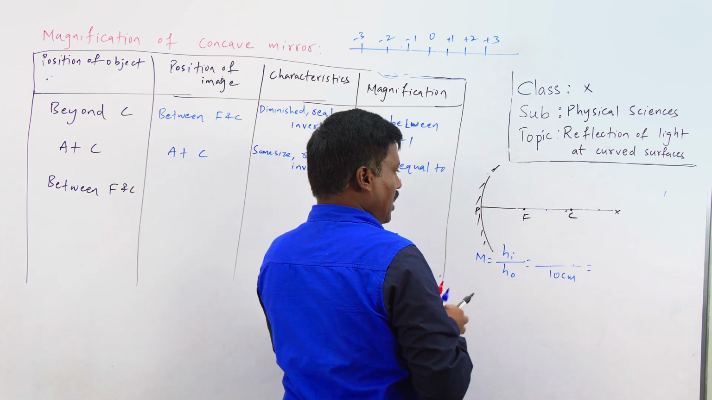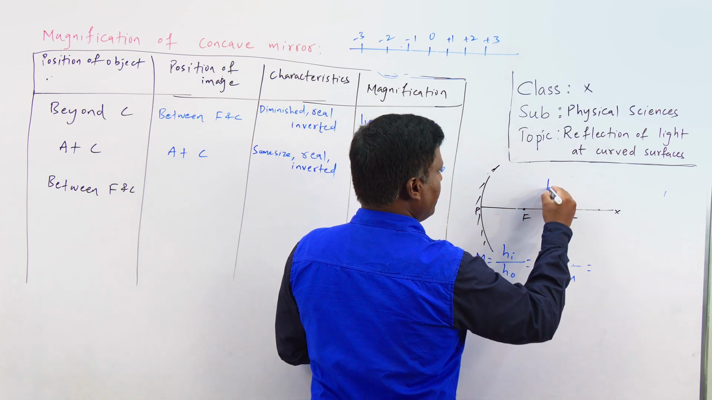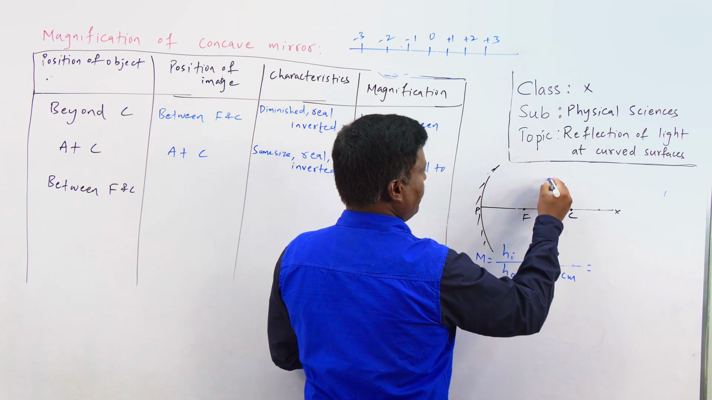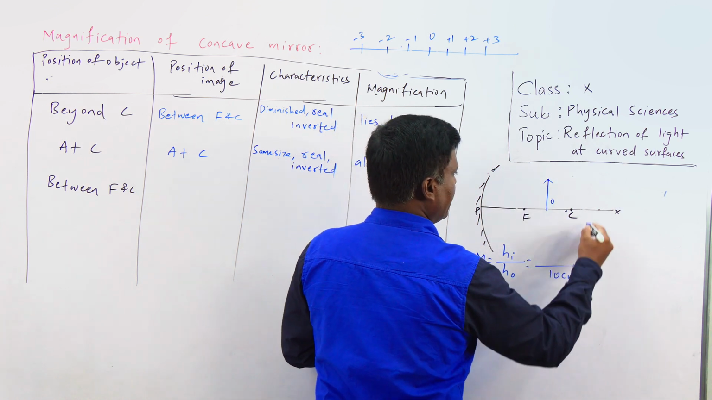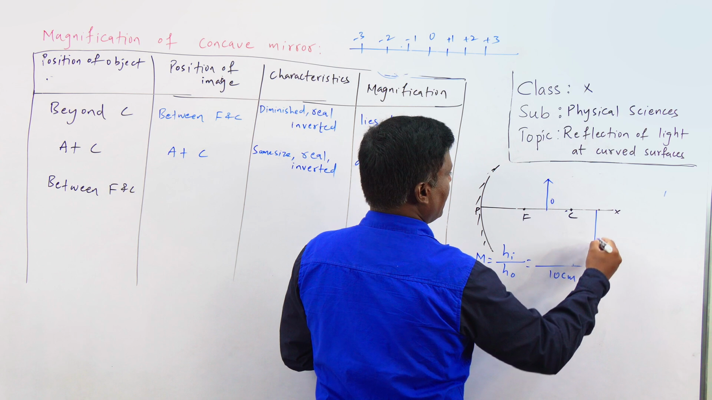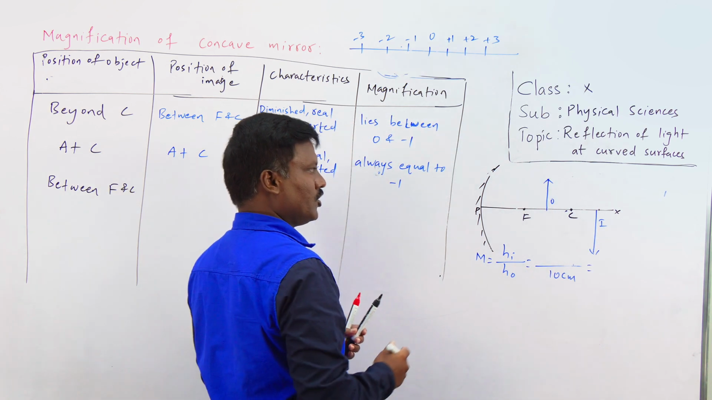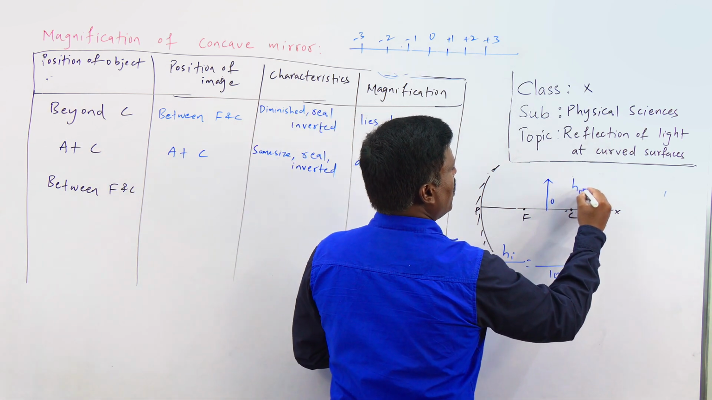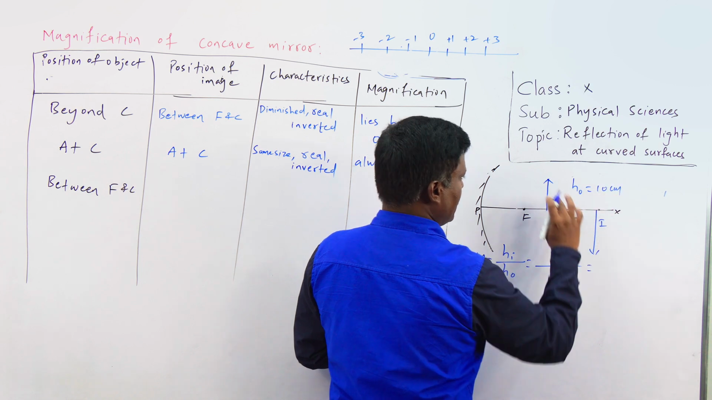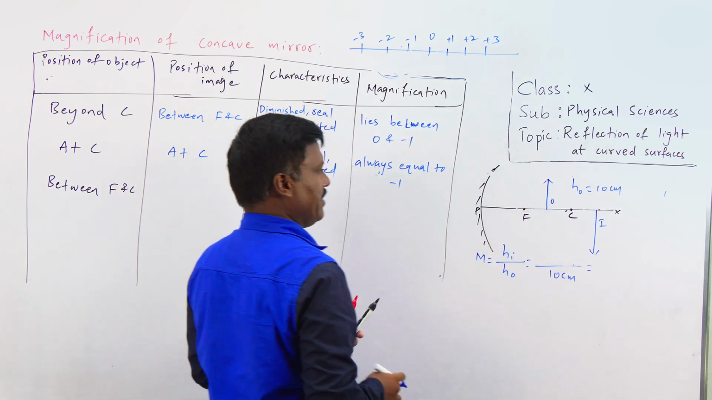So now I am going to keep the object between focus and center of the curvature. If you draw the ray diagrams, we get the image beyond the center of the curvature. This is the image. Okay. So our height of the object is 10 centimeters. What is the height of the object we have taken? 10 centimeters. Right.